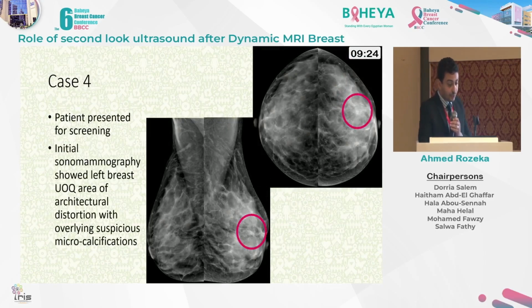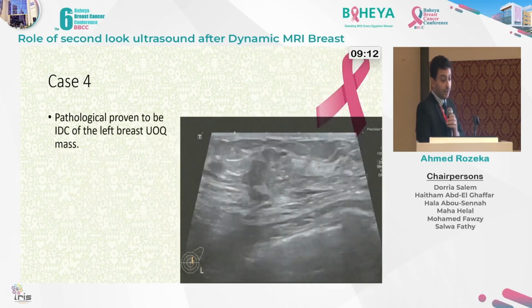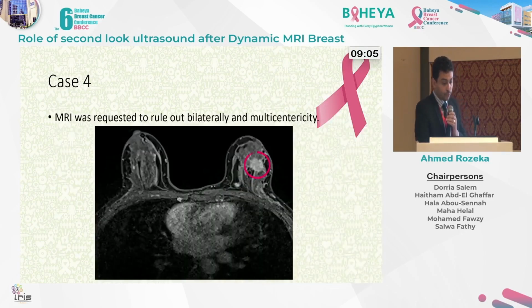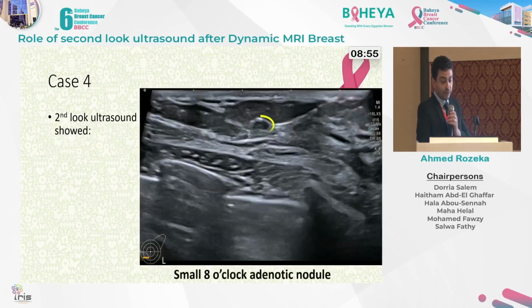This patient presented for screening. She wasn't complaining of anything. Initial sonography showed a left breast area of architectural distortion and overlying suspicious microcalcifications. Pathologically, it proved to be invasive duct carcinoma in the upper outer quadrant. This is the ultrasound. MRI was requested also to rule out bilaterality and multicentricity. It showed another deeply seated lesion around 8 o'clock, and second look ultrasound showed a small nodule, and our ultrasound confirmed that it's a small adenotic nodule.